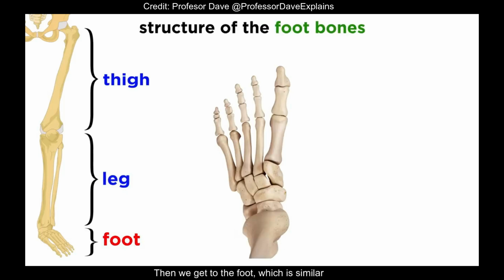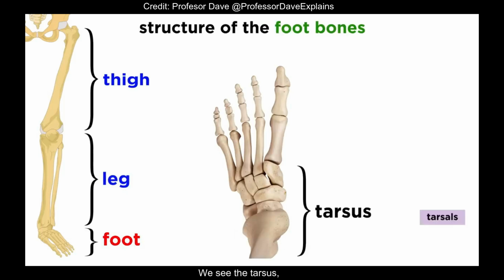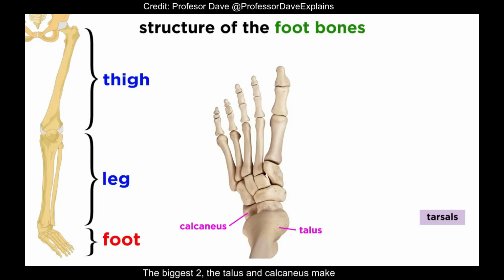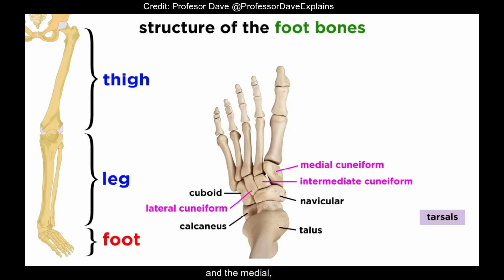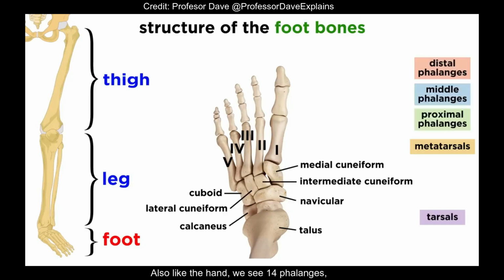Then we get to the foot, which is similar to the hand. We see the tarsus, made of 7 bones called tarsals. The biggest 2, the talus and calcaneus, make up the ankle. Then there is the cuboid, the navicular, and the medial, intermediate, and lateral cuneiform bones. Next we see the metatarsus, with 5 long metatarsals, again numbered 1 through 5. Also like the hand, we see 14 phalanges, 3 per toe, except 2 for the big toe, also known as the hallux.